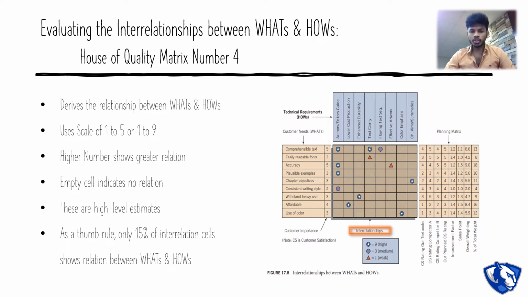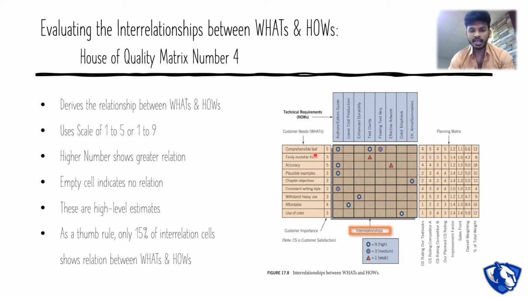So in our case, if you could see in the middle, this section describes the interrelationships, like how each customer need was satisfied by each and every technical attribute. Here we're going to use a scale of 1 to 9. So 9 describes high interrelationship, 1 describes weak, and 3 describes medium. So it should not be accurate. All these values are high-level estimations.